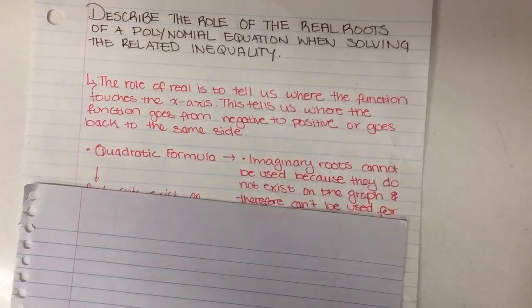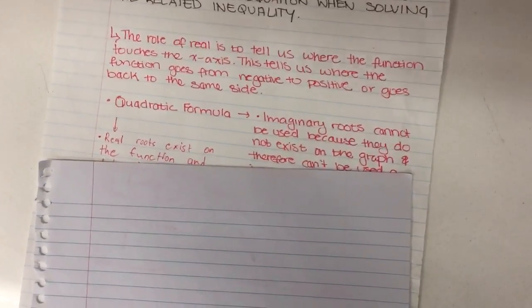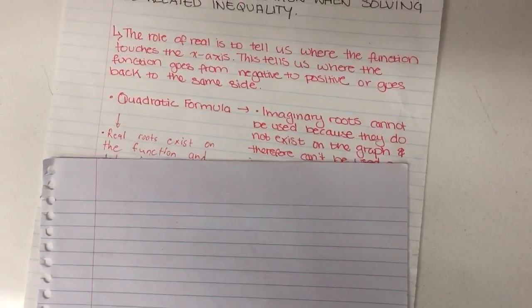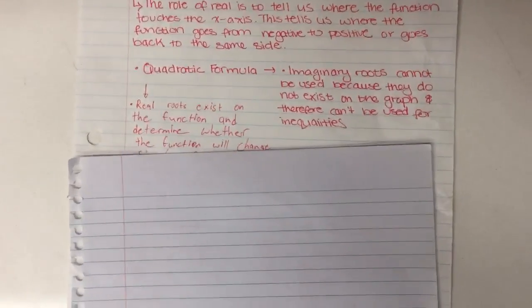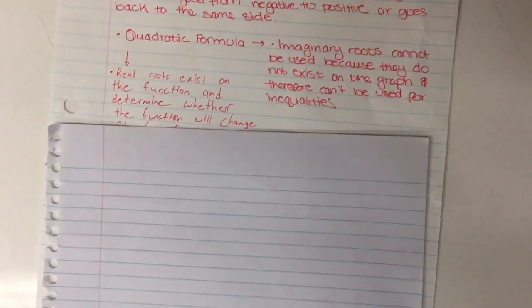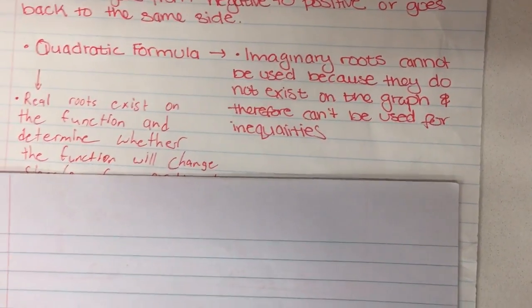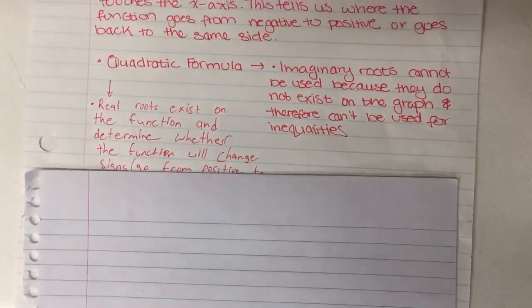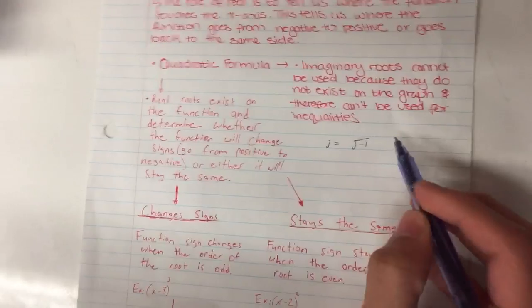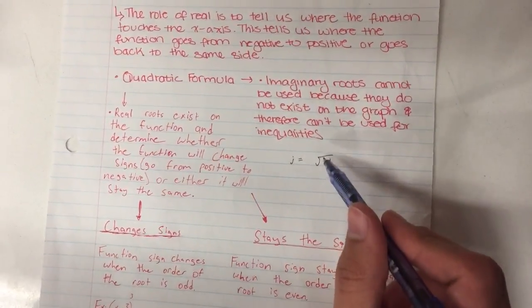So we determine this by looking at the quadratic formula. The quadratic formula determines if the roots will be real or imaginary, as if your answer for x is the root of a negative number, then it's imaginary. Imaginary roots cannot be used because they do not exist on the graph and therefore cannot be used for inequalities. Imaginary roots are roots that have imaginary numbers. Imaginary numbers are numbers which are multiples of i, which is the square root of -1. And if your root is a multiple of this, that means it's imaginary.